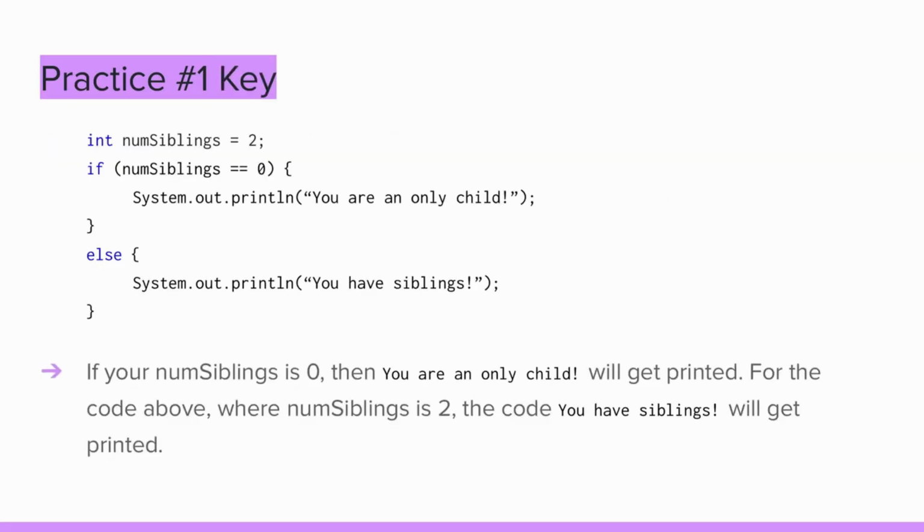And here's the key. For this example, we used 2 siblings, then used the if statement structure, check if the number of siblings is equal to 0. Remember to use 2 equal signs. If that's true, we'll print out you are an only child. Otherwise, we'll print you have siblings.